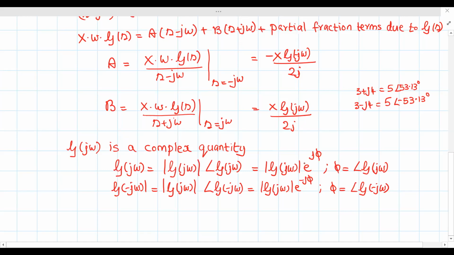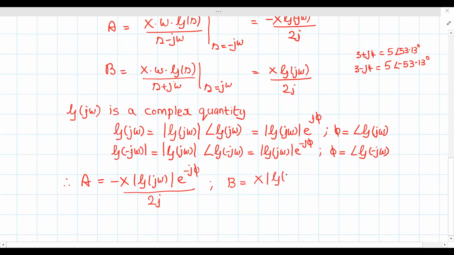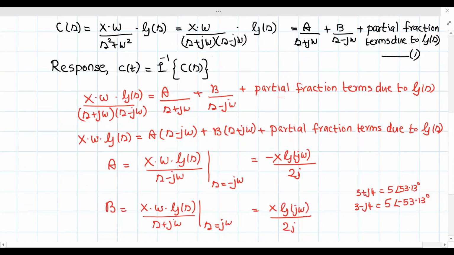So what will you get? You will get A as minus x into mod g of j omega into e raised to minus j phi divided by 2j, and B as x into mod g of j omega into e raised to j phi divided by 2j. Okay, so these A and B values I will put in equation 1.